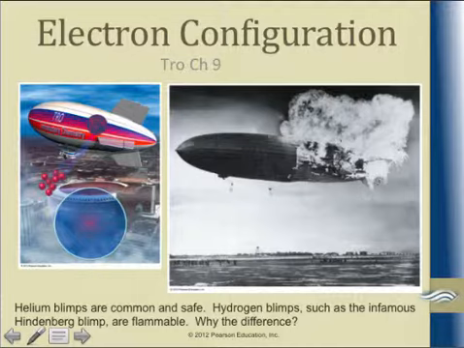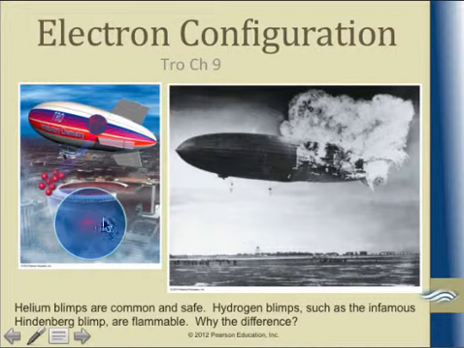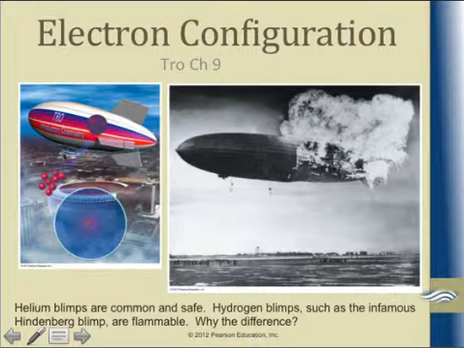This chapter begins with the question, why is it that helium blimps are safe and we see them floating at their advertisements above stadiums all the time, but hydrogen blimps, such as the famous Hindenburg, are flammable and not used? What's the difference between helium and hydrogen, both gases and both small atoms or molecules? And we'll come around to the answer to this question at the end of this chapter.